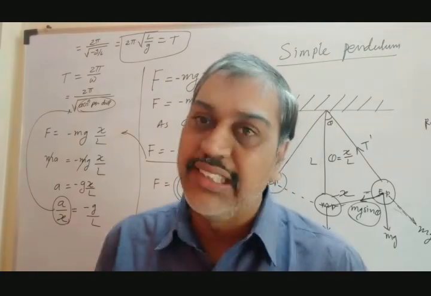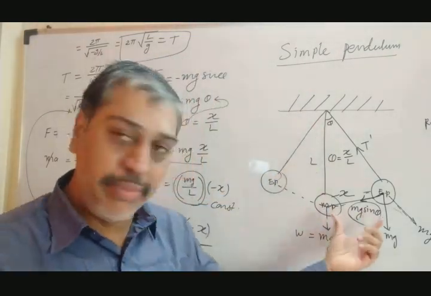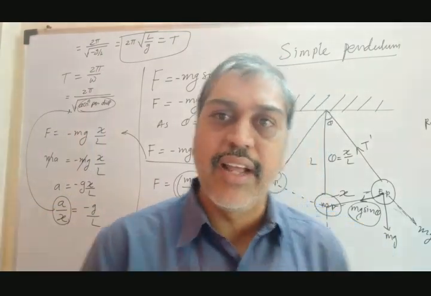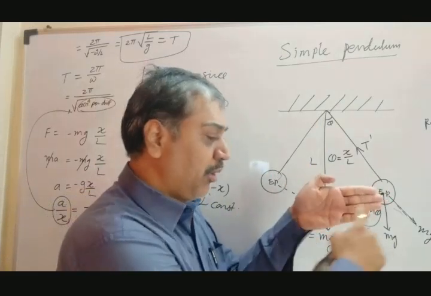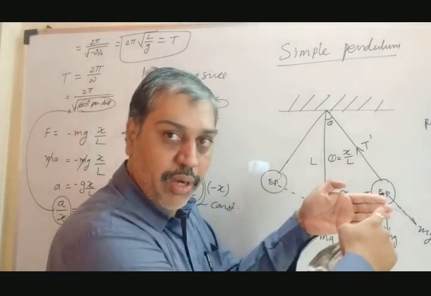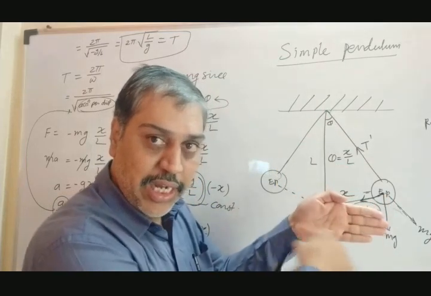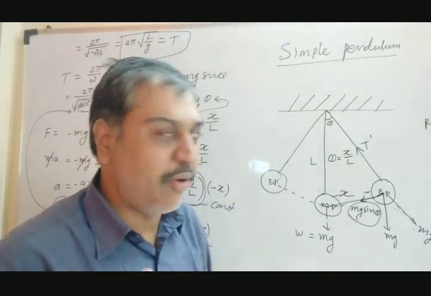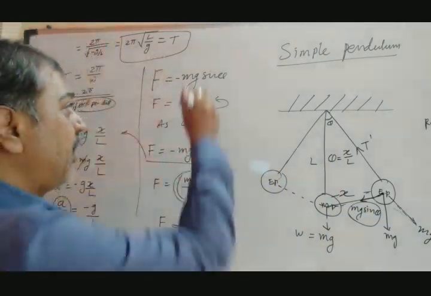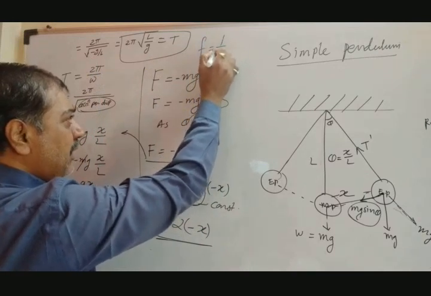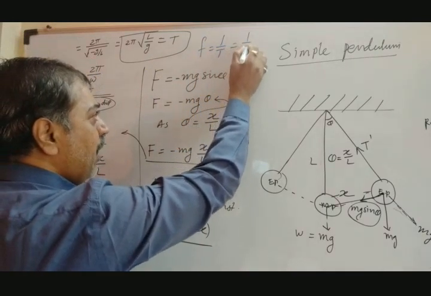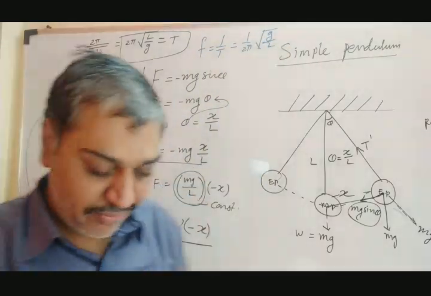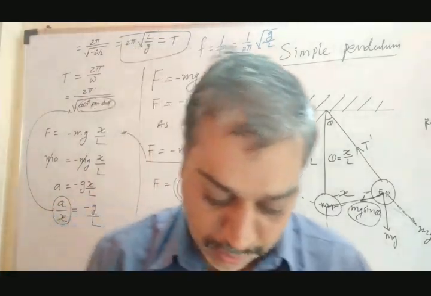Second, length of string is large. It should be large, and amplitude should be small. Third one, during the oscillation the bob must move in a vertical plane. It must go to and fro in this plane. This is my hand as a vertical plane. And its frequency they have given. As we know, frequency is reciprocal of time. If this is the time, the frequency is F equal to 1 by T, that is, 1 divided by 2 pi square root of L by g. That is nothing but the frequency. The same thing they have mentioned in equation 5.29.